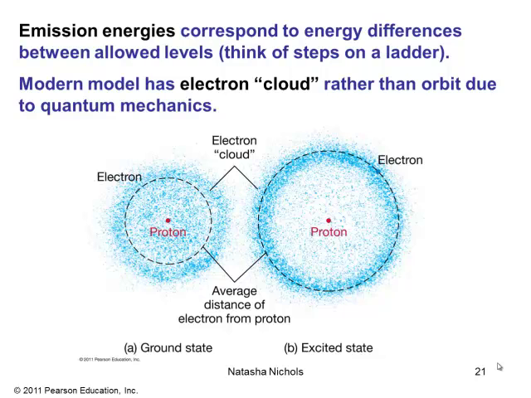The modern model has the electron cloud rather than the orbit we talked about before, and that is due to quantum mechanics. Right there in the picture is the representation of the ground state for a hydrogen atom, so one proton and one electron. And on frame B, we have an excited state where the electron, see how it's further away from the proton? It has jumped to a higher step on the ladder.